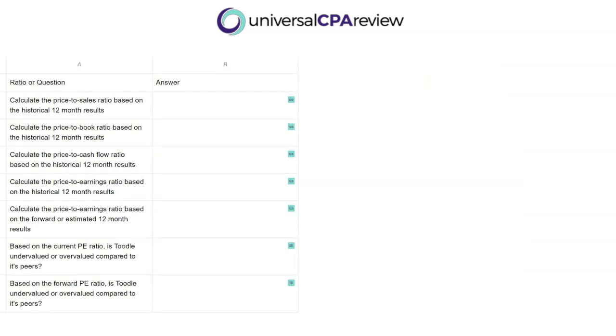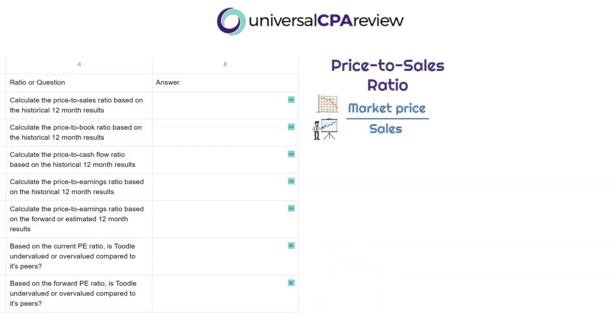There's going to be a handful of ratios we have to calculate first, and then the last two questions will focus on interpreting those ratios and determining, is Toodle overvalued or undervalued relative to its peers, right? That is how we're going to use some of these valuation ratios. So the first ratio that we need to calculate is the price to sales ratio, and it says to base it on the historical 12-month results.